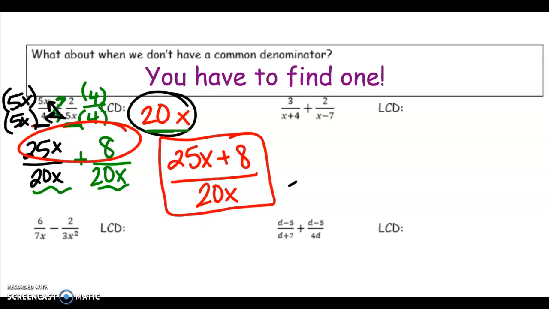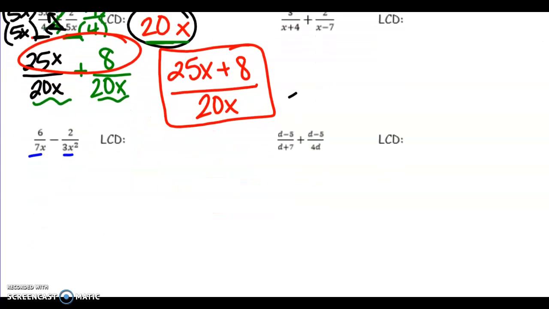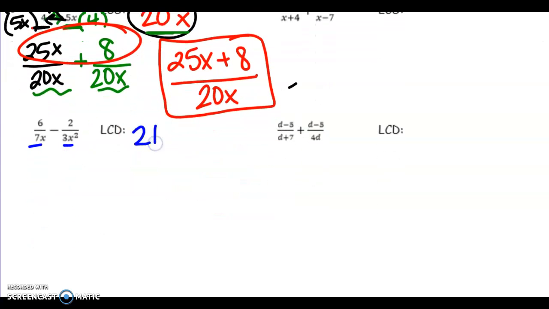Let's move down now. In this case, notice this is a subtraction problem. I've got 7 and 3. My least common denominator here is going to be 21. How many x's do I have to have? Well, since there are 2 here, I need to have 2 x's total. So in order to get this 7x to 21x squared, I need to take it times 3x.